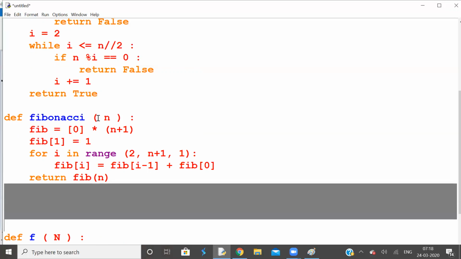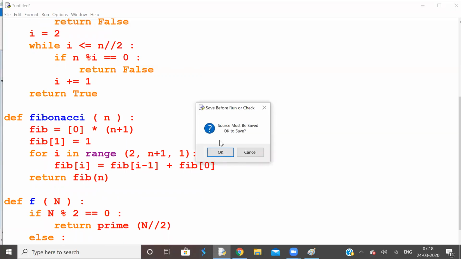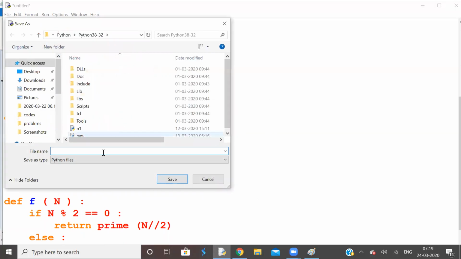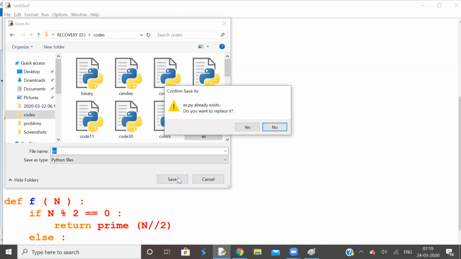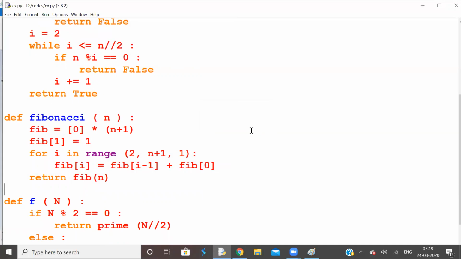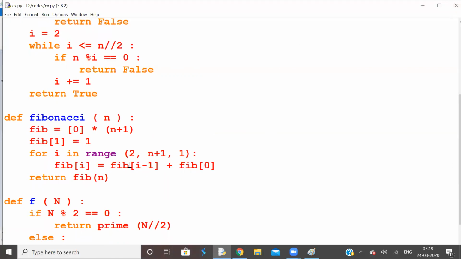I'm sure there may be some mistakes. So save it here. Say the number of terms I want, the 11th term. Okay, so what happened? Fib is an array and n must be an index. So this is fib i minus 1 plus fib i minus 2.